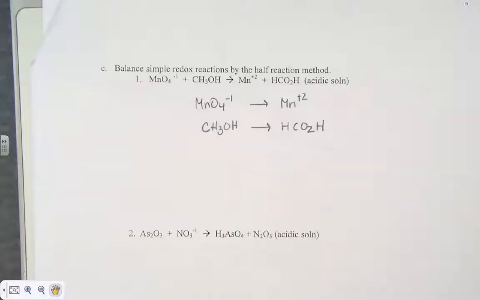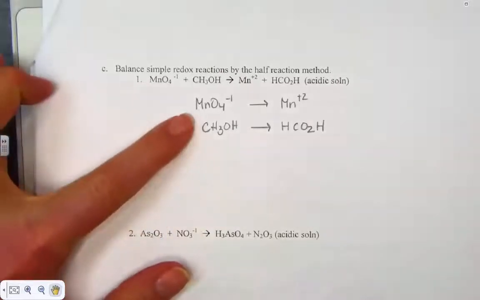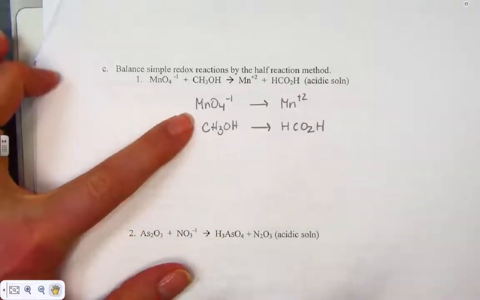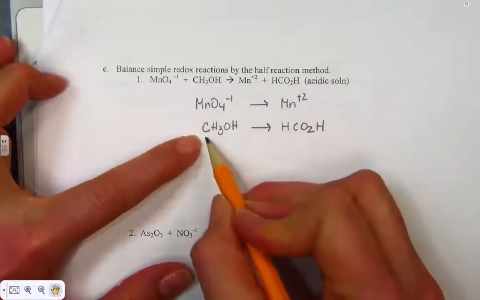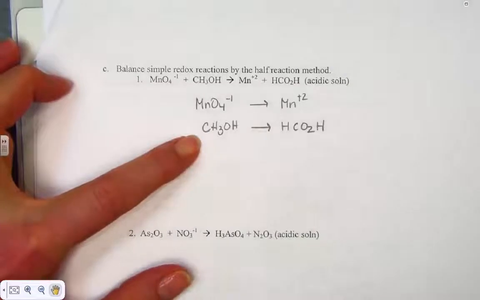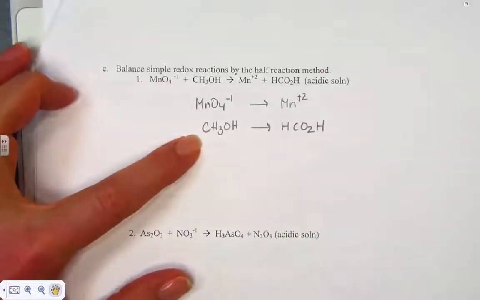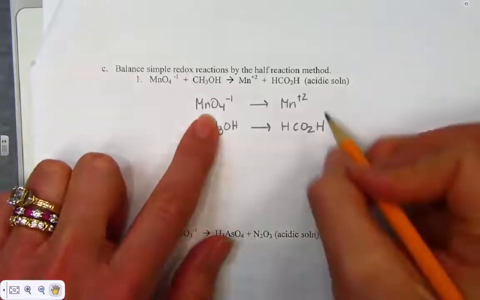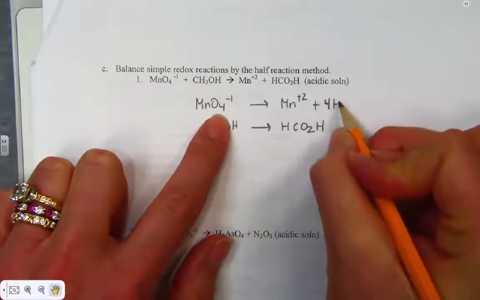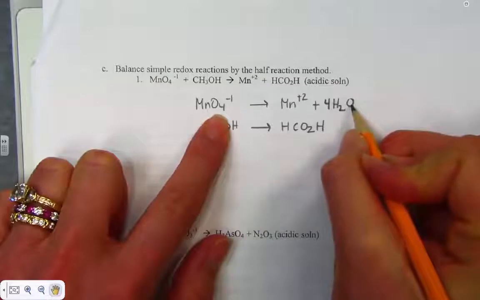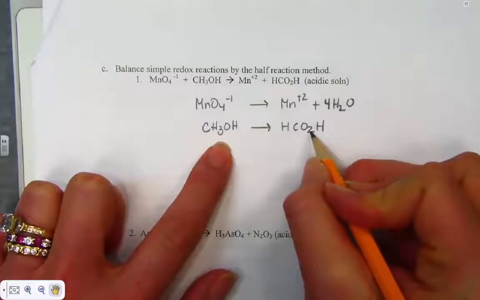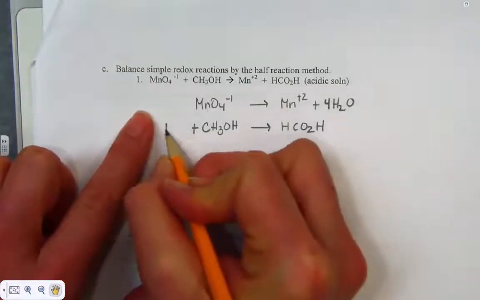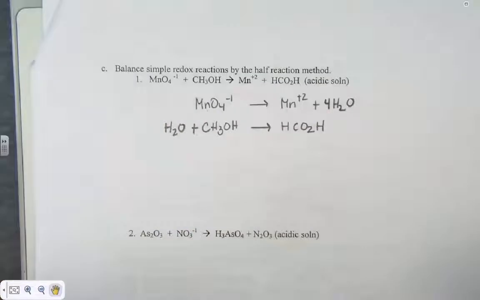Step number 1, divide them into two half reactions. Step 2, balance everything that's not an H or an O. 1 Mn, good. 1 carbon, check. Now we move to balance the oxygens by adding water. In the first half reaction, I will add 4 units of water to get me 4 O's. In the second half reaction, there's 2 O's on the right, but a single O, so I'll add 1 more water to give me a total of 2 oxygens.